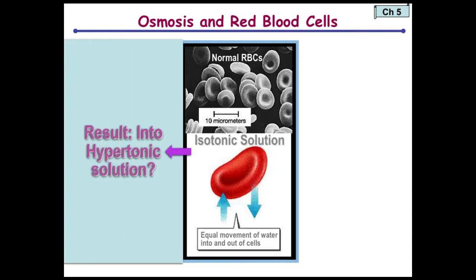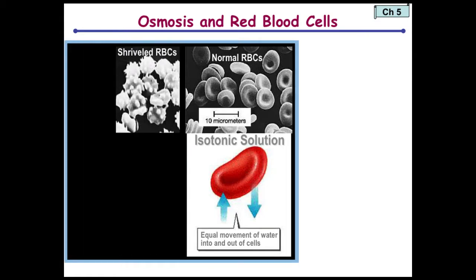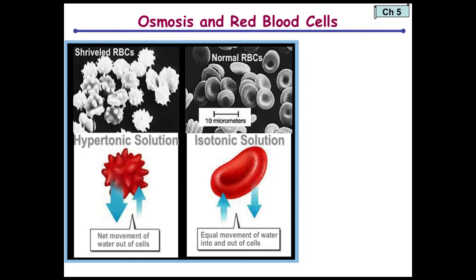What if we place our red blood cells into a hypertonic solution? What's going to happen? Well, there we go. Those red blood cells shrivel up because water leaves the cell. And that's a bad thing. You're not going to be healthy and happy if your red blood cells are shriveled.